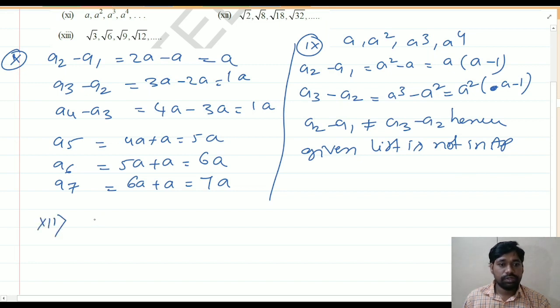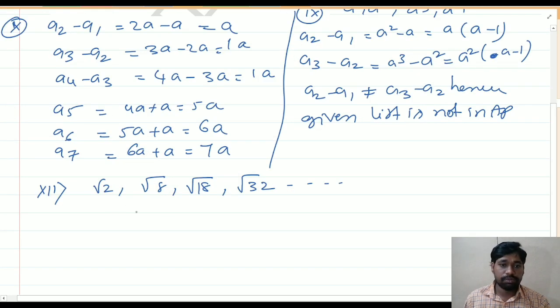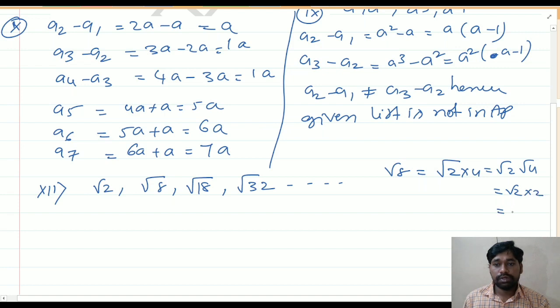The 12th question: root 2, root 8. Basically, by seeing this, students will think that it is not in the form of AP, but you write the numbers in proper form. Root 8 can be written as root of 2 into 4, so this is root 2 into root 4, which equals root 2 into 2, so you can write 2 root 2. Similarly, root 18 is the same. It is a perfect square into a number, that is 9 into 2 under the square root, so we can write 3 root 2.